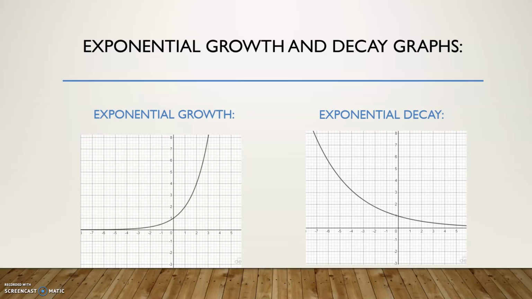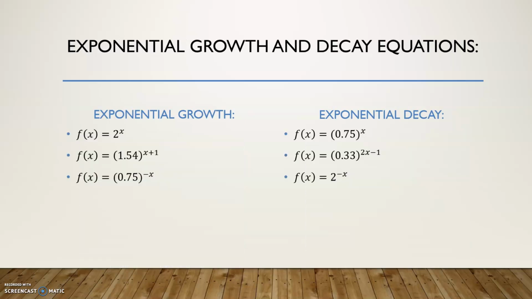Alright, this is section 6.1 part 2. Let's talk about exponential growth and decay and what their graphs look like. So exponential growth will be an increasing function like this one right here, whereas exponential decay will be a decreasing function like this right here. So here are some equations for exponential growth and exponential decay.